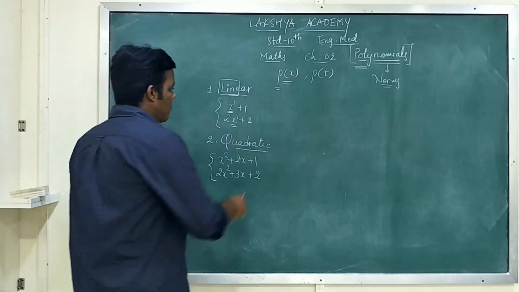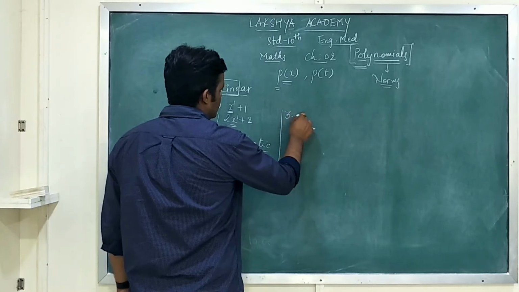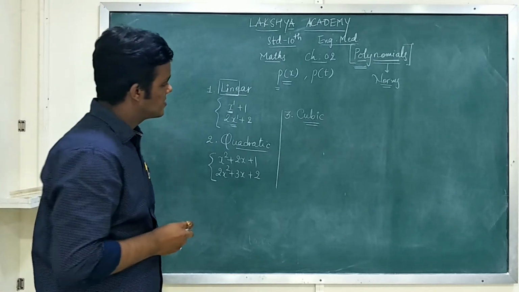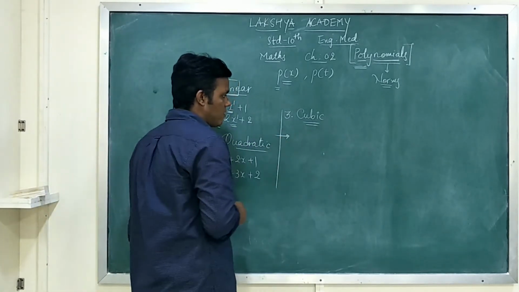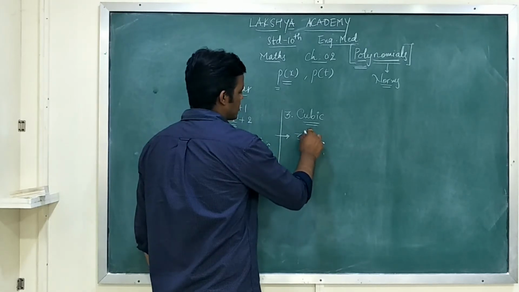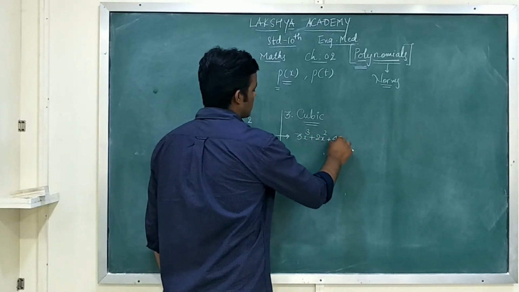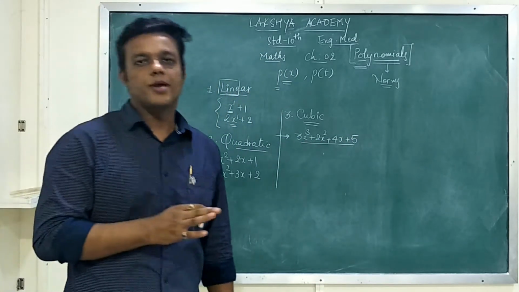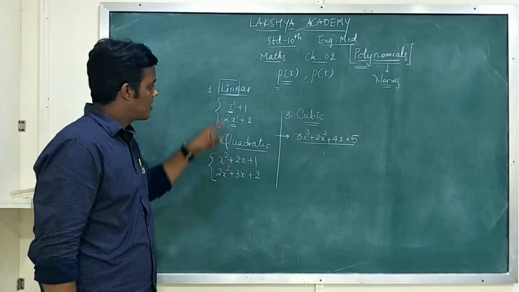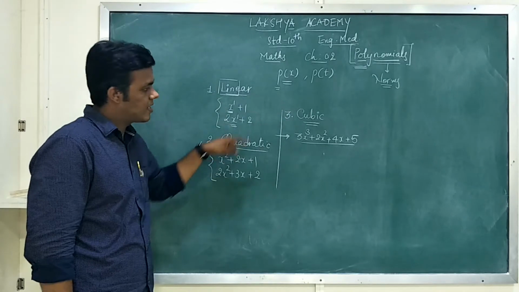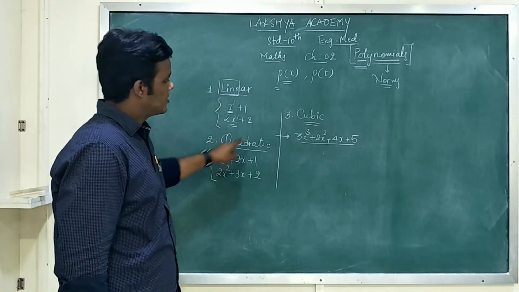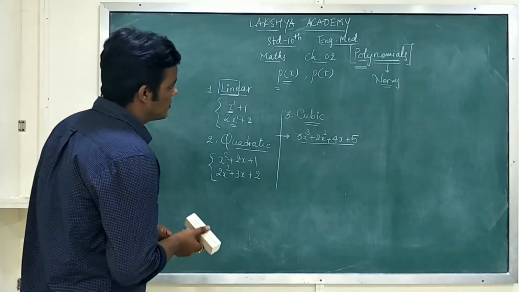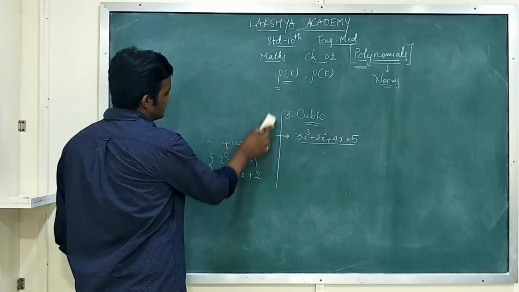Right? Now moving towards the third category of polynomials, which is cubic polynomial. Cubic polynomial is one in which the maximum power of x is 3. As for example, 3x cube plus 2x square plus 4x plus 5. This is an example of cubic polynomial. Right, now you got it, what the categories are and why it is categorized like this: linear, quadratic, cubic. Right?